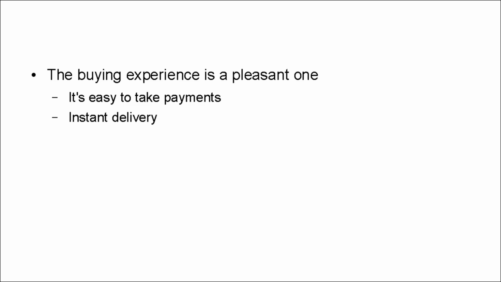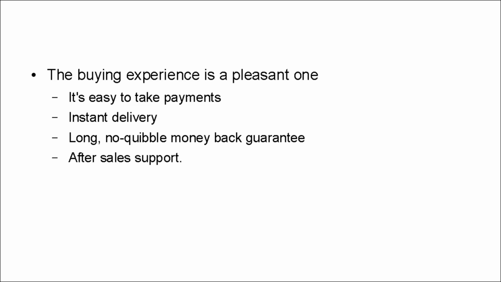There's instant delivery, so once someone has actually bought the product, they can get it right away. There's a long, no quibble money back guarantee, so there's no risk to the purchaser. And finally, there's after sales support, so in the unlikely event that there is a problem, they know that there's someone that they can call on to sort it out. So there you go. These are the common characteristics of best-selling digital products. If you make sure that your product has them, then you can't go wrong.